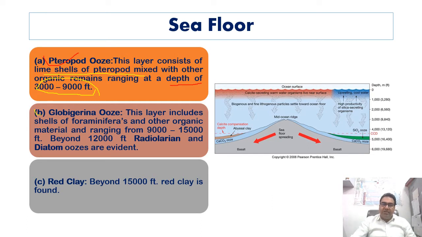Then we have the Globigerina ooze. This layer includes the shells of the foraminifera and other organic material, ranging from 9,000 to 15,000 feet. So we now know that at 3,000 to 9,000 feet we find pteropod ooze, at 9,000 to 15,000 feet we find the Globigerina ooze, and beyond 12,000 feet we find diatom ooze as well. Then beyond 15,000 feet we find the red clay, which forms the floor of the sea.